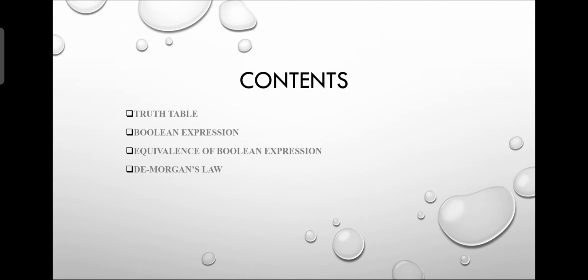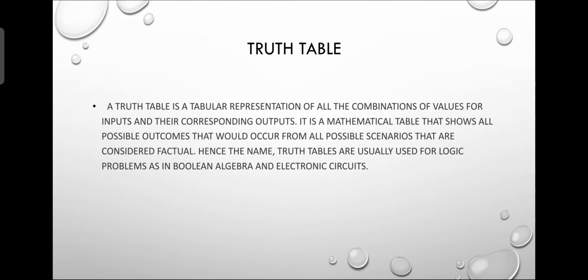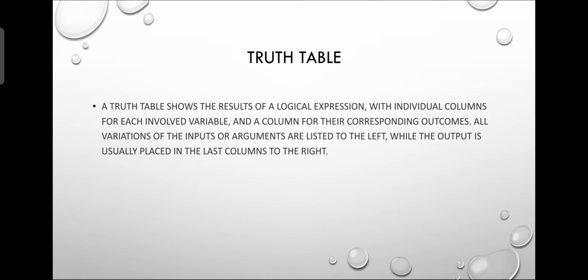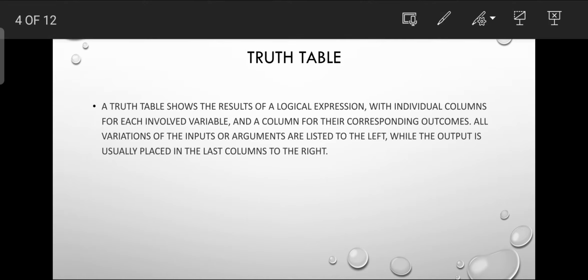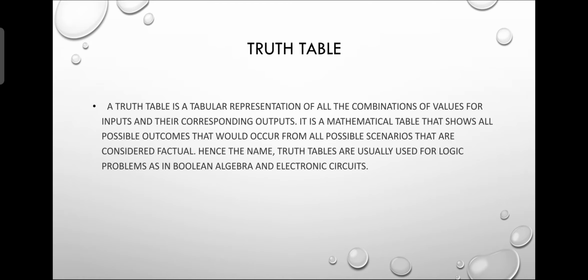Today we'll talk about the truth table, Boolean expression, equivalence of Boolean expression, and De Morgan's law. So, what is the truth table? The truth table is a mathematical expression or a tabular expression that has all the combinations of values for the inputs and their corresponding outputs.